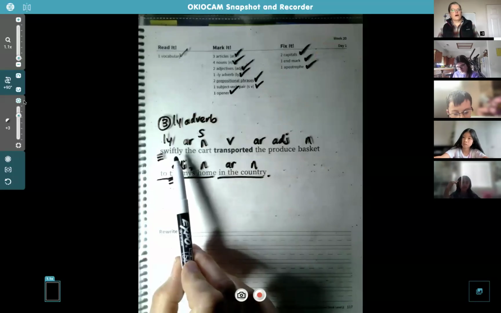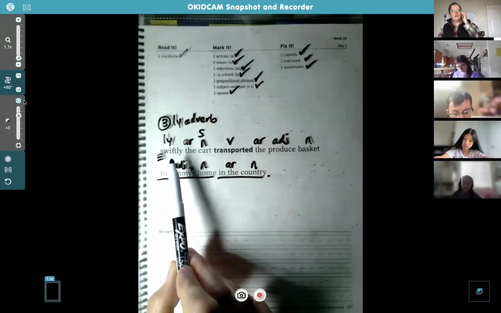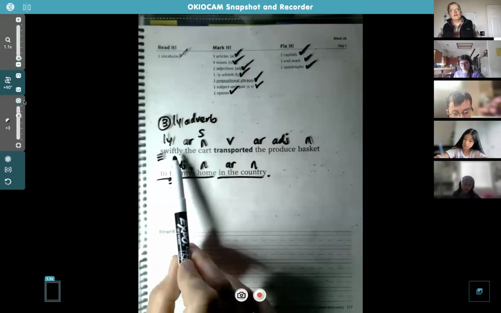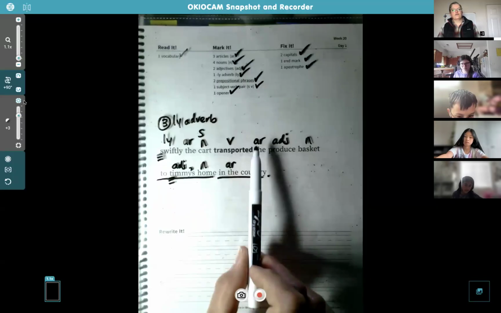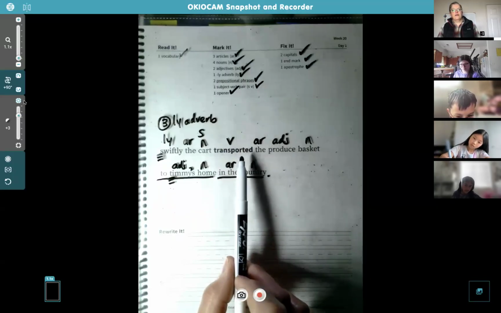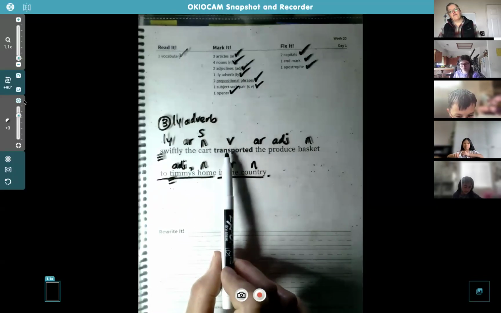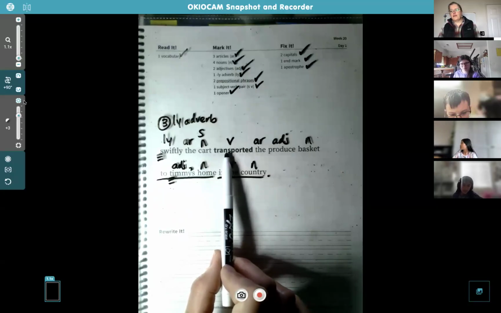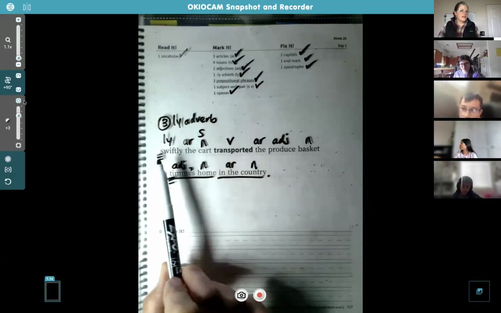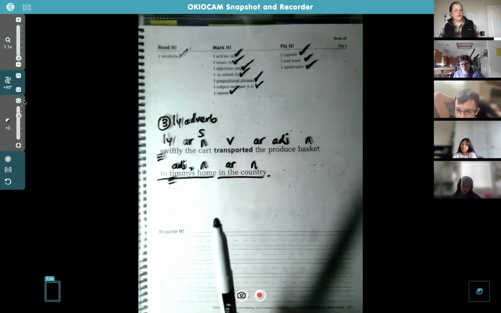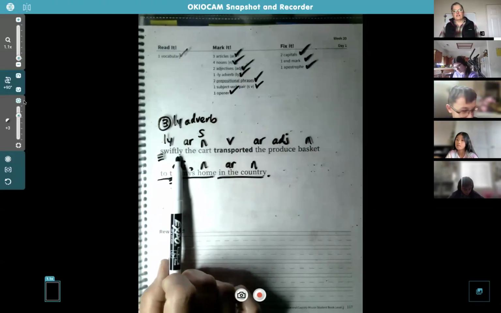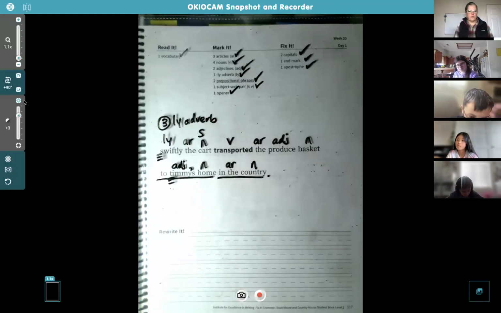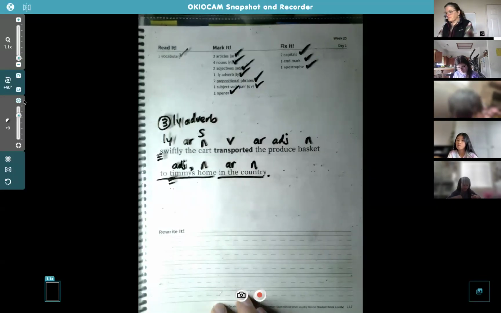Let me just review the comma rule with you real quick, because swiftly is only modifying or talking about how they transported the produce. So since it's modifying just that verb transported, you don't need a comma right there. But if it's modifying the whole sentence, then you do need a comma. That's the rule. So you might need to go back to that page if you get stuck in your homework about where the comma goes. This one, you don't need a comma.